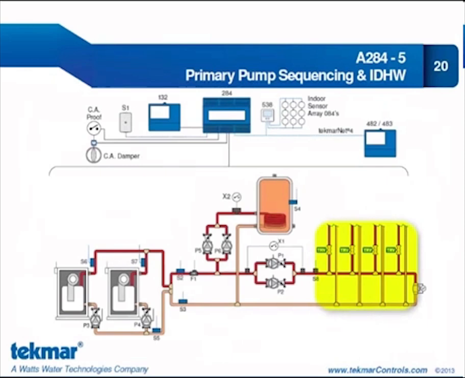Now in this case, we also want to have indoor temperature feedback. So what we've done is we've connected a TechMarNet 4 thermostat in the mechanical room to the 284, and we've installed indoor sensors in each of those units. The indoor sensors will be connected to the 538 thermostat in series parallel wiring so that we can have indoor temperature feedback from each of those units. Now, because we're doing series parallel wiring, the sensors must be in a perfect square.